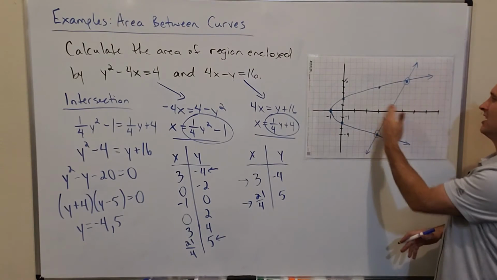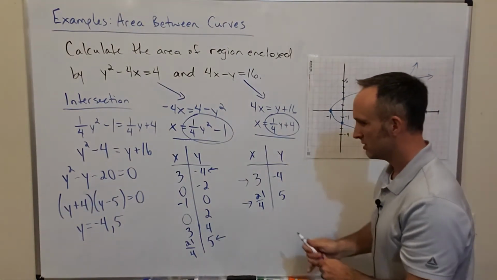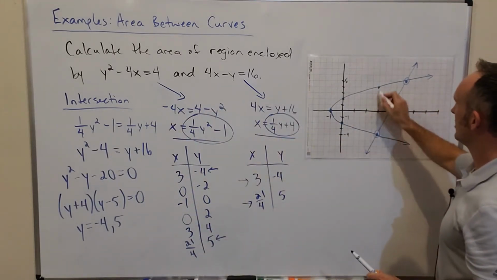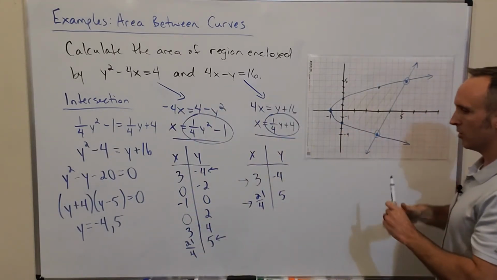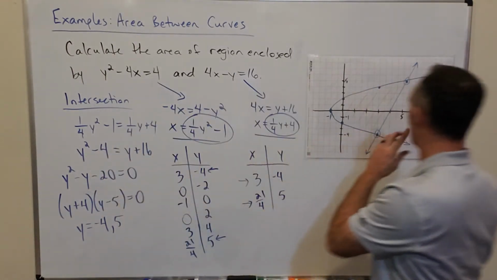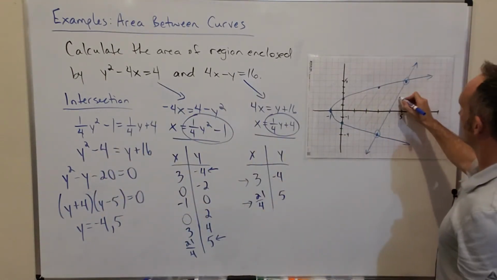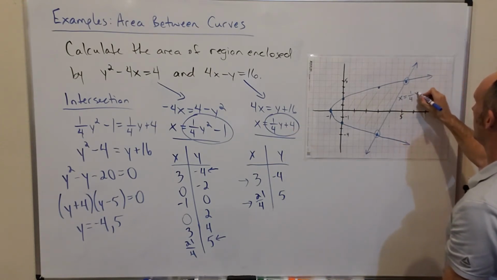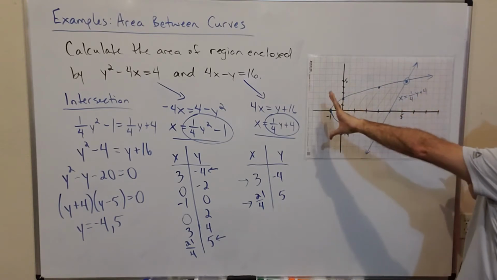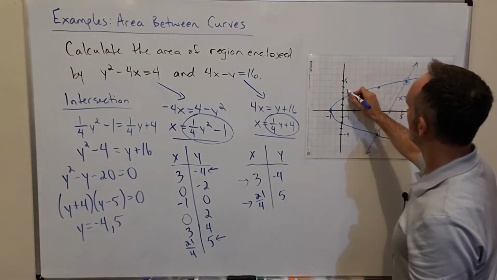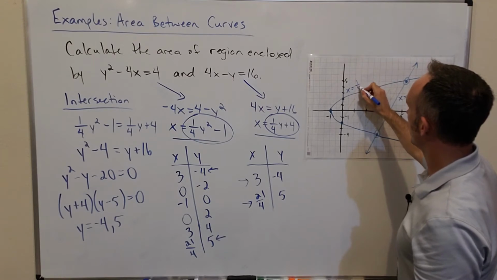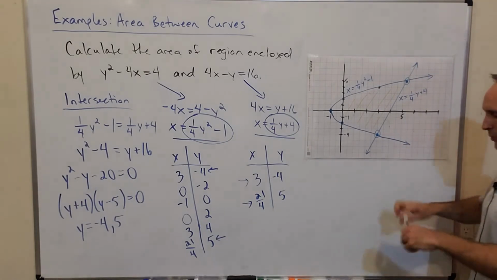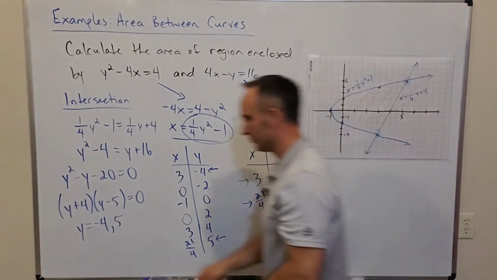And I can see that the region we want to find the area of is this region right here, okay? And so I can see that my line is the rightmost boundary, so this is going to be x equals 1/4 y plus 4, and the parabola is my leftmost boundary, x equals 1/4 y squared minus 1, okay? And so now we can talk about setting up this integral.